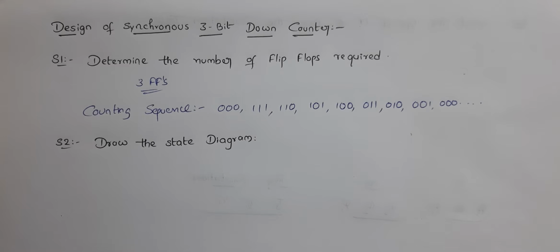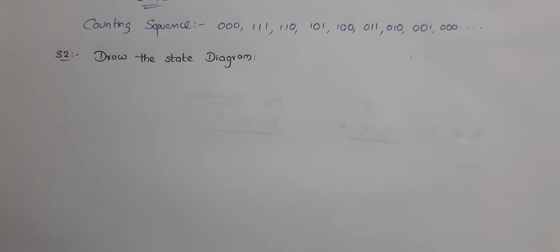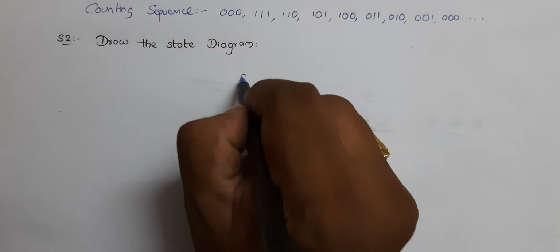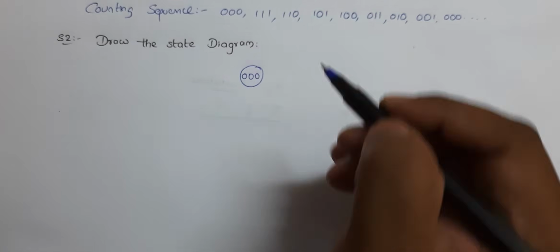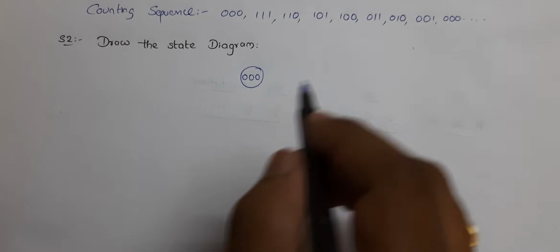Okay, so this is step 1. And next, step 2. What is step 2? Draw the logic state diagram. Here initially we should consider the 0 0 0 state. Basically, what is a state diagram? It is a diagrammatic representation of all the sequences in the counter.